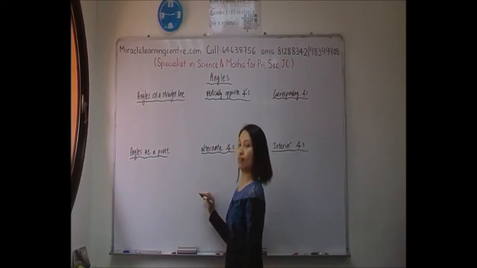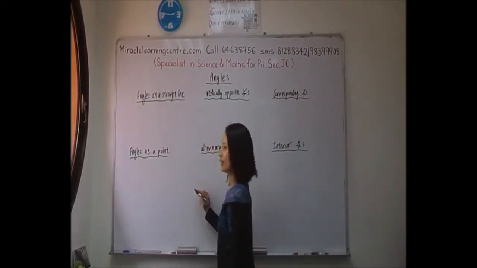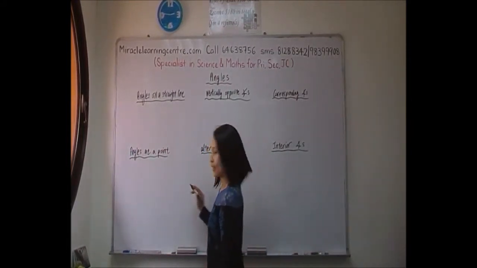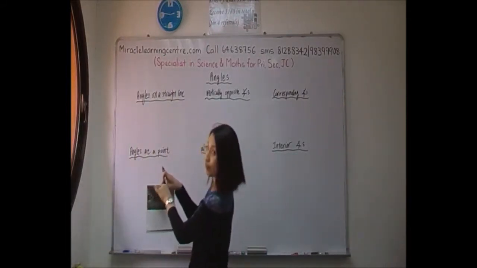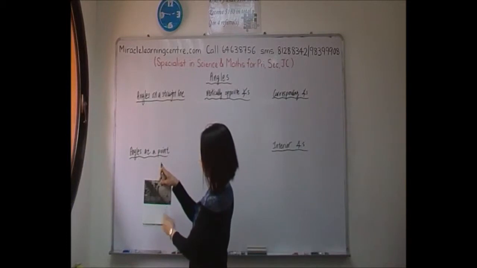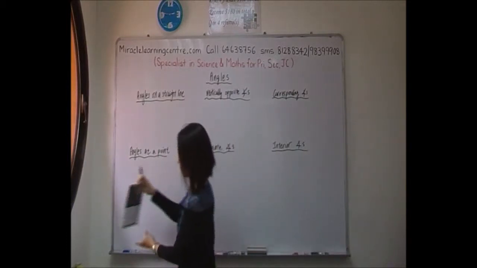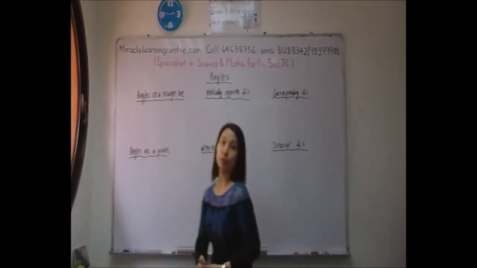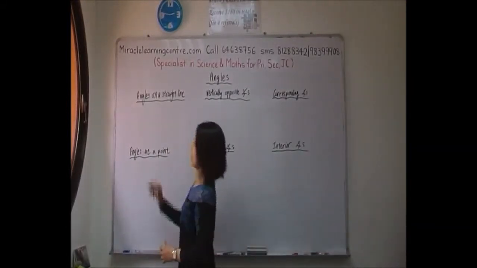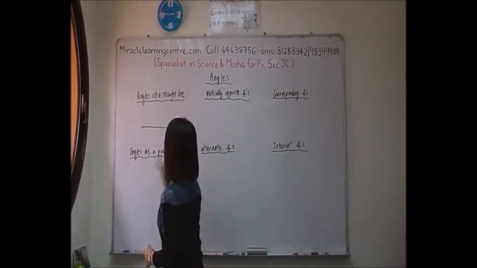Angles on a straight line. Angles are everywhere you go, right? Even in this calendar, there is an angle. This is a right angle, and another, and another. So there are many examples of angles everywhere we go. Angles on a straight line means it's a straight line.